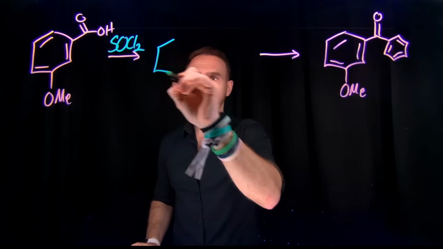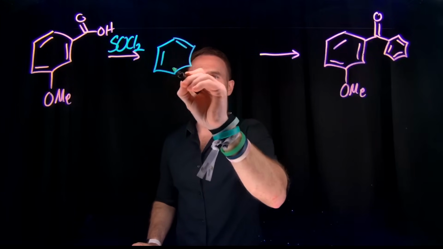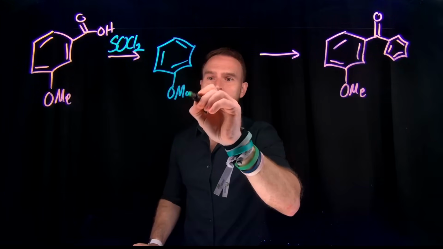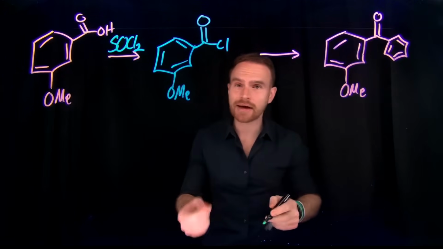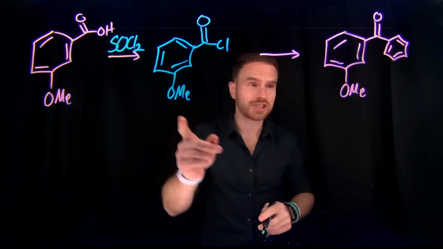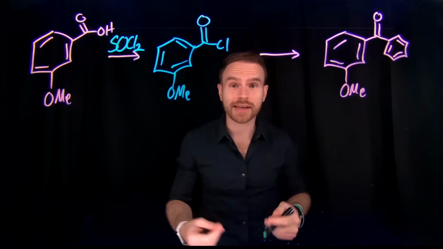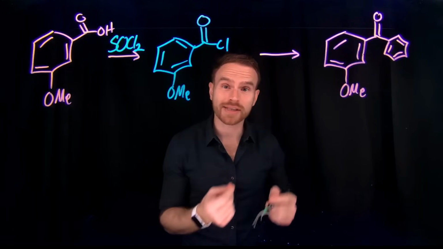This will allow us to transform that functional group from a carboxylic acid into what's known as an acid chloride. And this acid chloride is key because it allows us to do our next transformation, which is generate the ketone. And for that, we need an organometallic reagent known as a Gilman reagent.